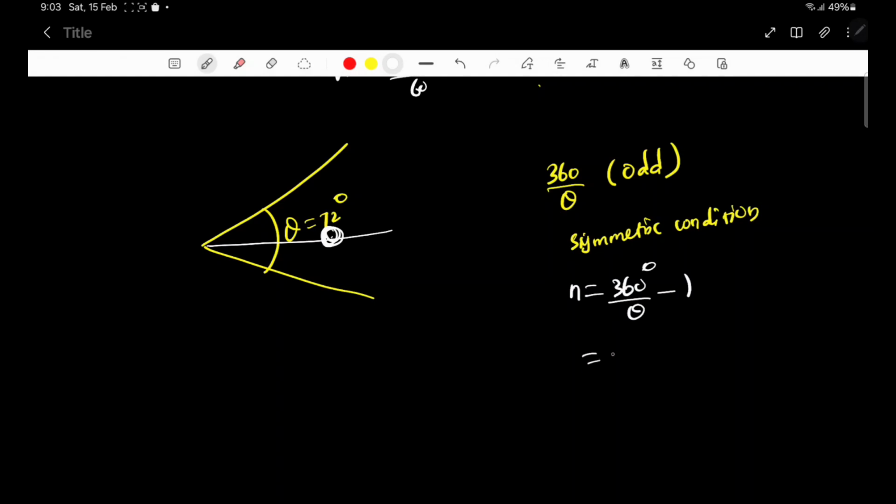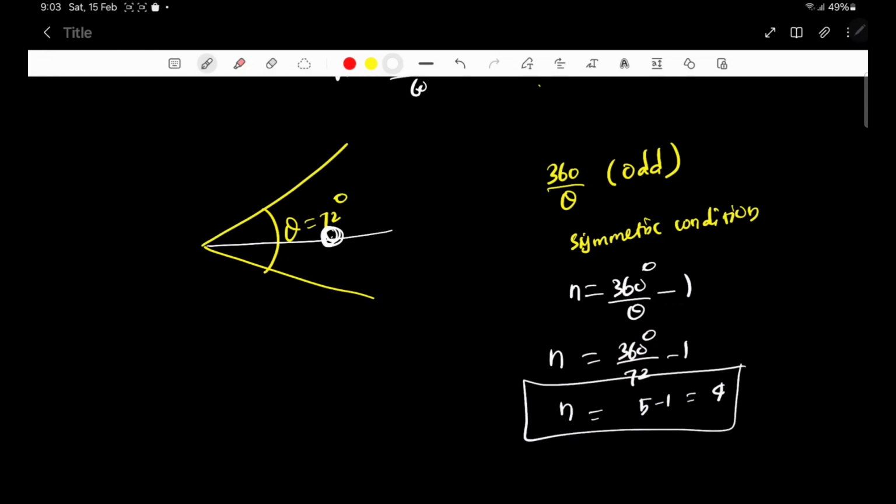So here also you will be getting 360 by 72 minus 1, which is 5 minus 1, 4. So the total number of images formed is going to be 4.